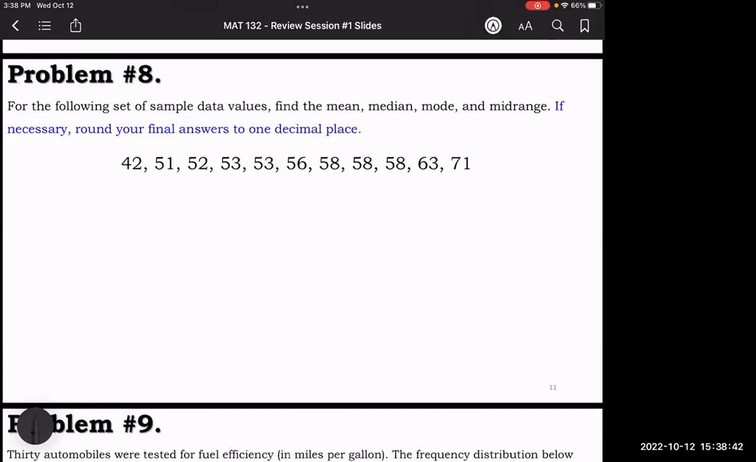Just like how I have it here, usually on MyLab, the rounding instructions will come up in a blue font. Okay, so how do you find the mean for a data set?